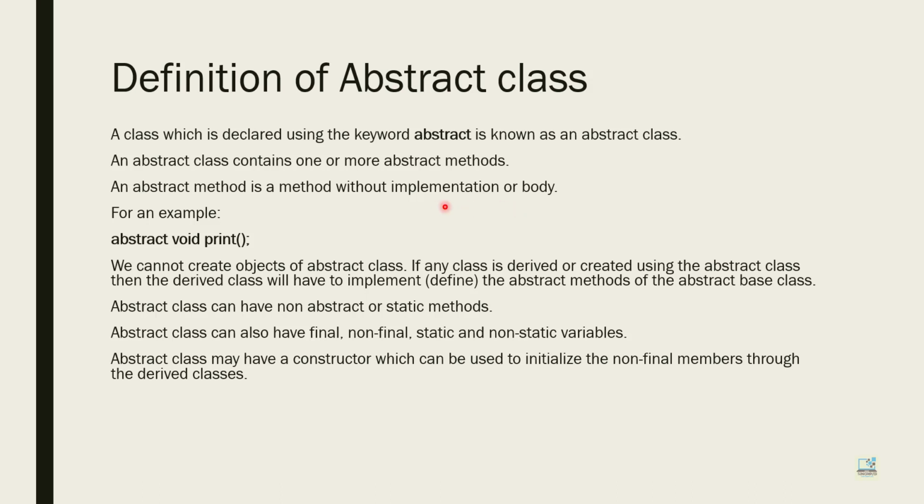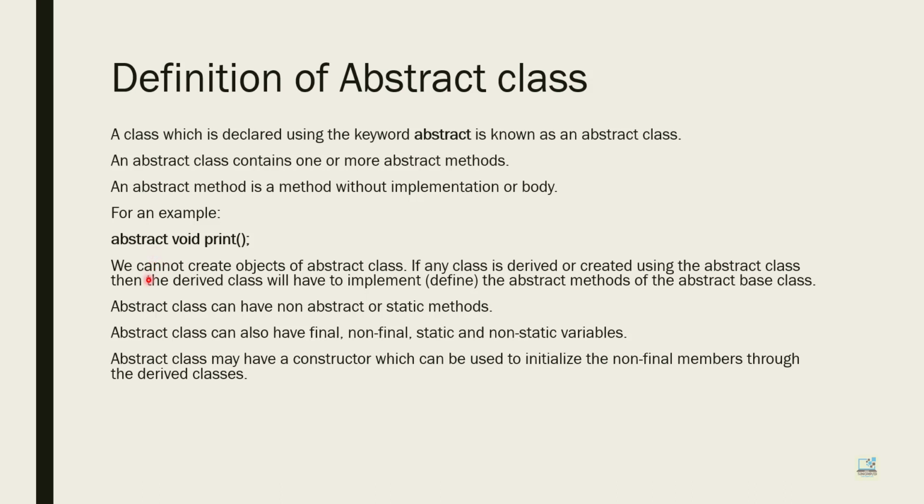Now what is an abstract method? A method is abstract if it is without a body. For an example, abstract void print semicolon. In this statement we can see that the method is only declared, meaning the prototype is given, but the definition, meaning the body of the method, is not present. This is an example of an abstract method, and the method declaration begins with the word abstract.